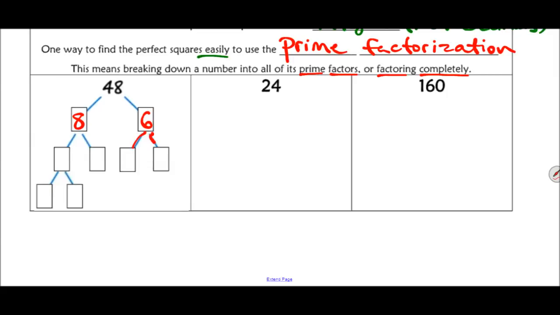6 does need to be broken down into two specific numbers. That's 3 and 2. 8 can be broken down a couple different ways. I'm going to call it 4 and 2 there. And then 4 is going to split into 2 and 2. That is the prime factorization of 48. 2 times 2 times 2 times 3 times 2.